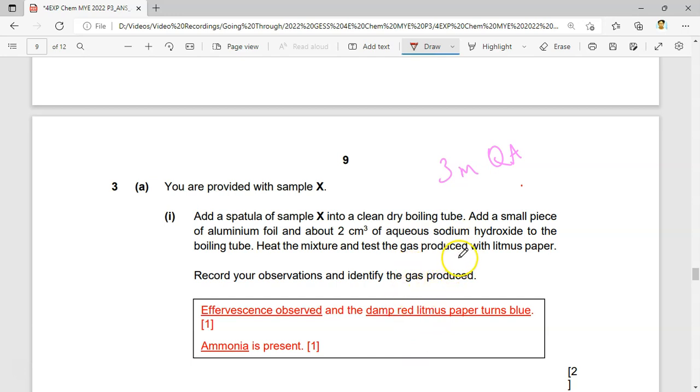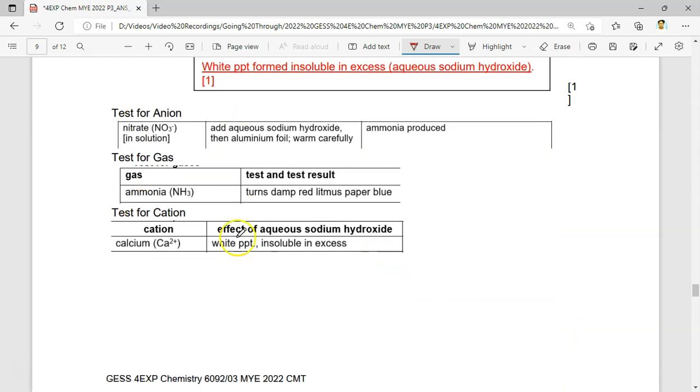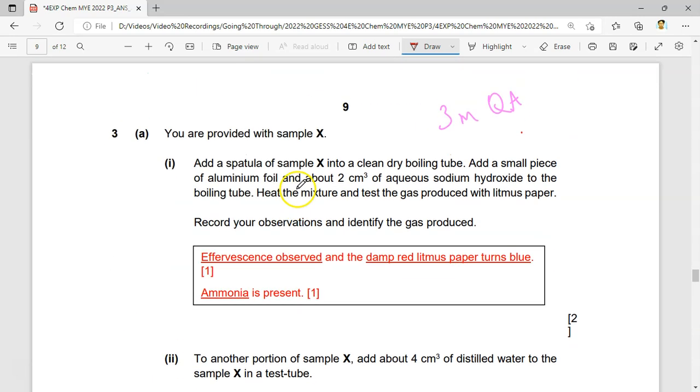But I want to tell you this, actually all your answers can be found in your data booklet. So what you have here: add a spatula of X, clean, dry, add a piece of aluminium foil, sodium hydroxide. In your mind, once you see this, click, you know that this is a test for nitrate. This is a test for the anion, this is an anion test, but we're looking very specifically at a test for nitrate.